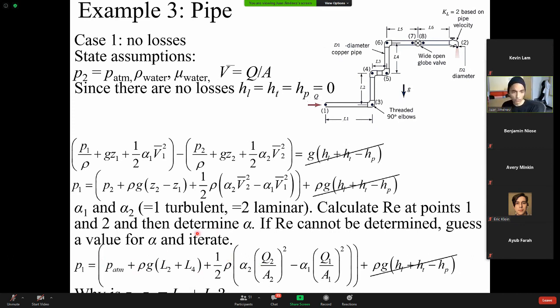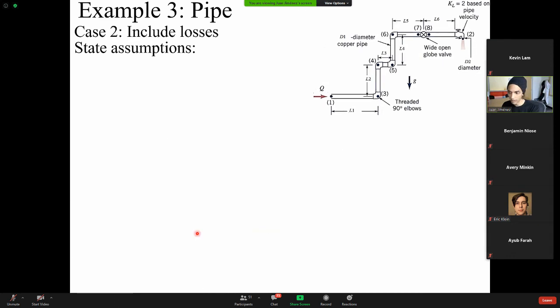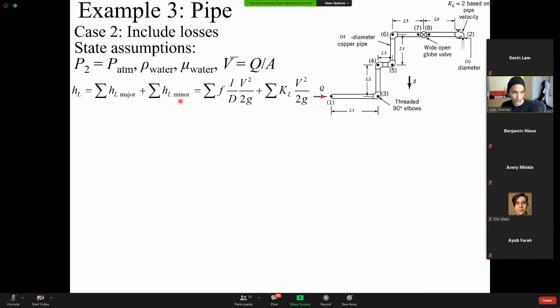But what about if we have to include the losses? So let's look at that case. If we have the losses, same approach, but now we have the head losses. We're going to have those due to the total length of the pipe, and then those due to the different connections and elbows and so on.